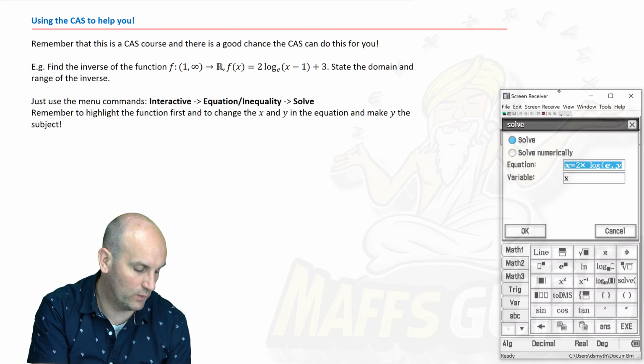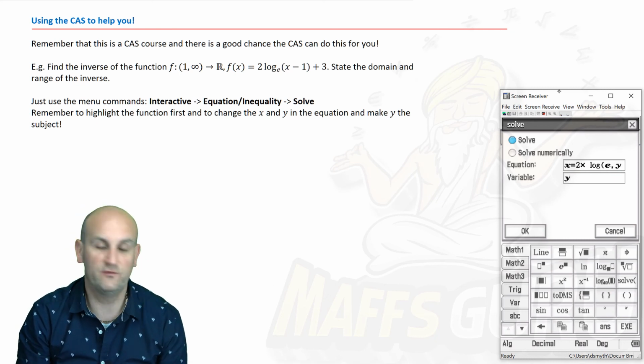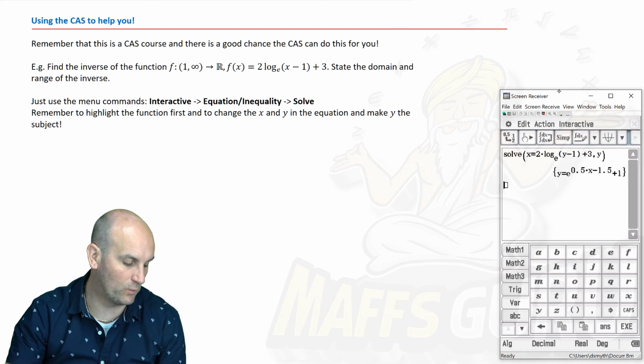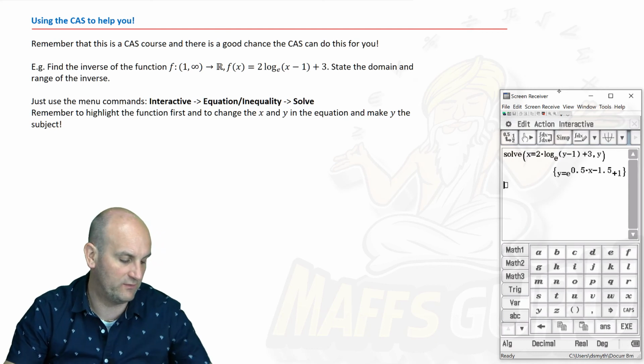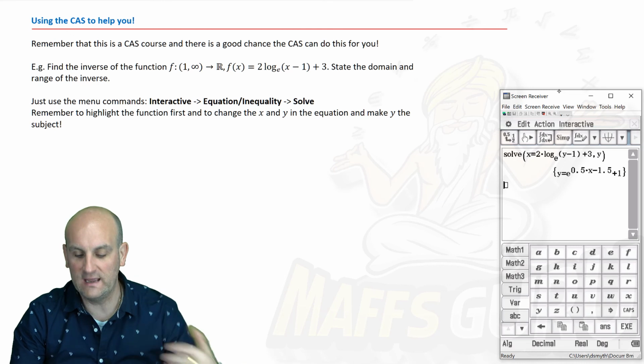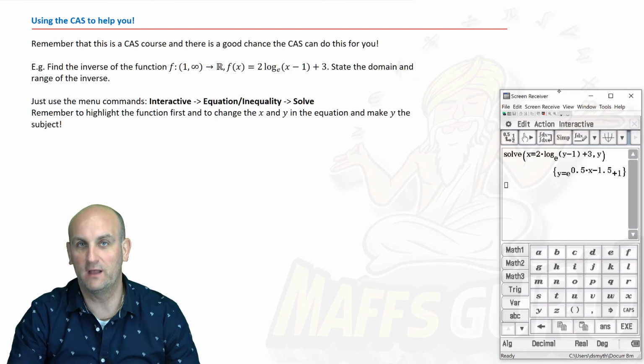Okay, so having put my equation in, highlight it, and then hit interactive, equation inequality, and solve. And it will say, well, what do you want me to solve for? We don't want to solve for variable x, we actually want to solve it for variable y. And when I press equals, out comes y equals e to the minus 0.5x minus 1.5 plus 1. Now, it's not particularly nice because remember when we had it, we had x minus 3 all on 2 plus 1.